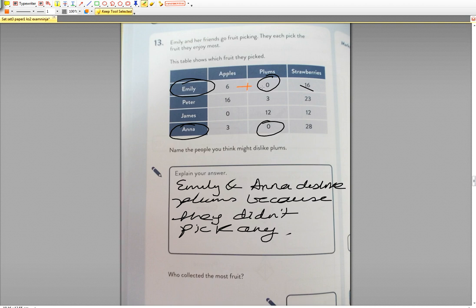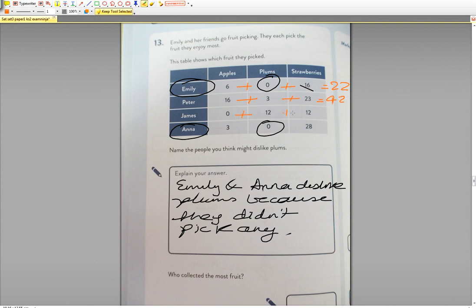So Emily had 6, add 0, add 16. Come on, let's start working these out. 16 add 6 is 22. Okay, 16 add 3, add 23. Well, 23 add 3 will give you 26. 26 add another 6 will give you 32. And add the 10 will give you 42.